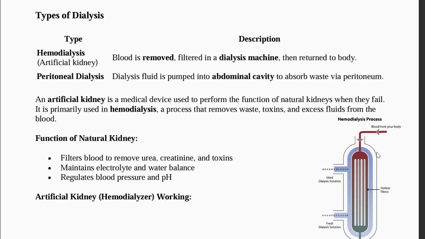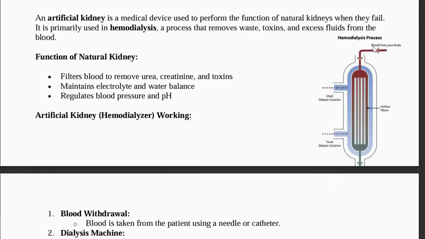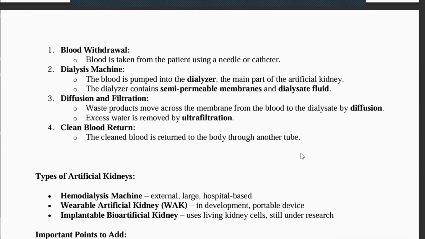What does the artificial kidney do? Working is like this in hemodialysis: blood from our body gets in. This is the hollow fiber. Used blood will come out of the dialyzer, and we provide fresh dialysate here. Here the waste comes out. Blood withdrawal, dialysis machine, diffusion and filtration, clean blood return. This is how the process occurs.